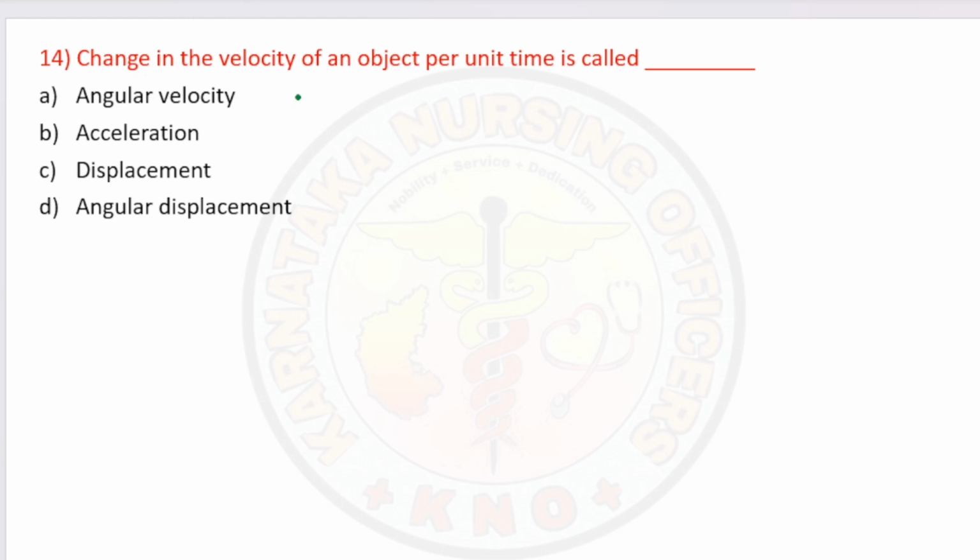So change in the velocity of an object per unit time is called dash. The options are angular velocity, acceleration, displacement, and angular displacement. What do you mean by change in the velocity? That is v by t, called acceleration. What is d by t? That is displacement by time taken, called velocity. Okay, this you should know.